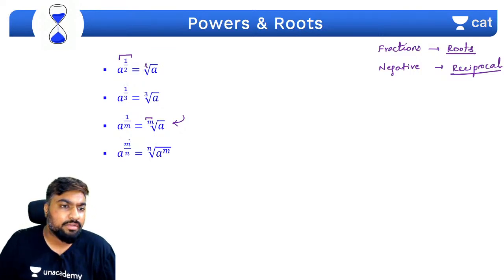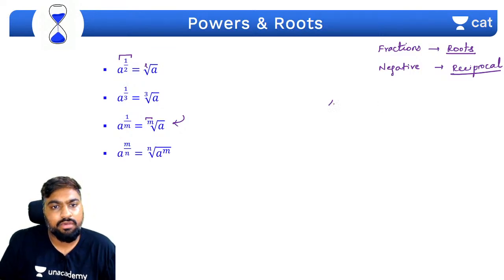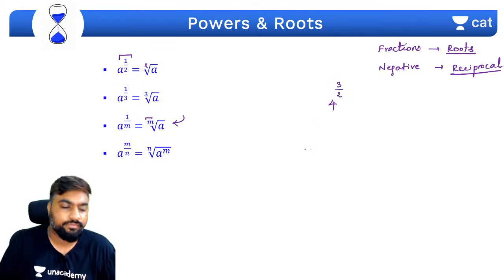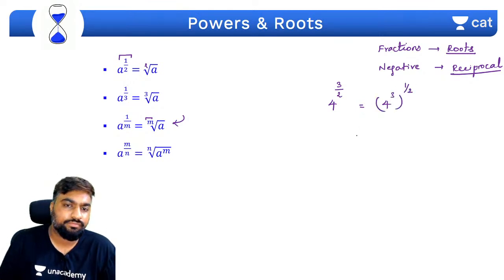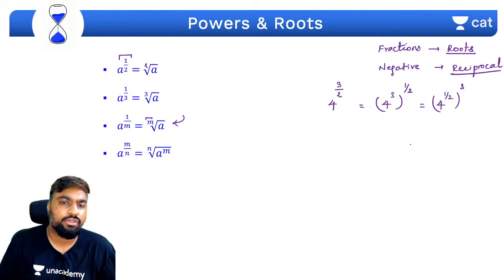If you have a to the power m by n, let's say you have a number 4 to the power 3 by 2. If you have 4 to the power 3 by 2, what do you do? This is basically 4 to the power 3 whole power 1 by 2, correct? Or it is the same as 4 to the power 1 by 2 whole cube. Which is basically what?